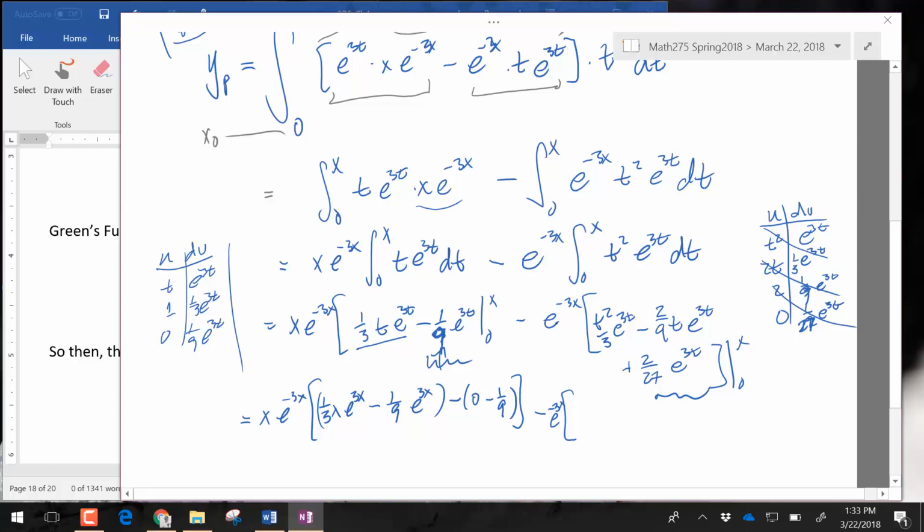So the second term, we got e to the negative 3x, and let's put x in there first. Got a 1/3 x squared e to the 3x minus 2/9 x e to the 3x plus 2/27 e to the 3x. And now we have to subtract by putting 0 in. When you put 0, we got a couple of zeros, and then the last one is not 0, it's 2/27.